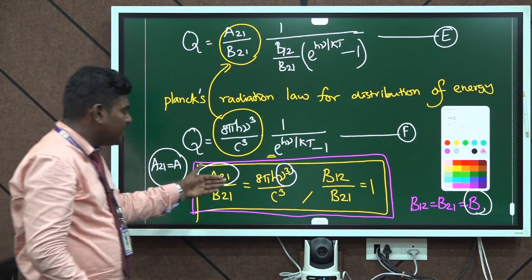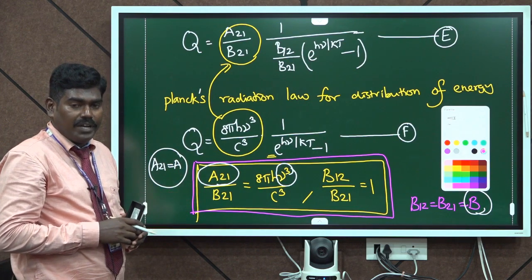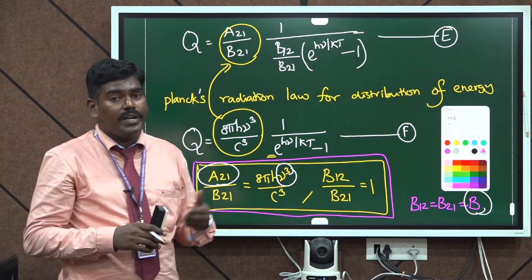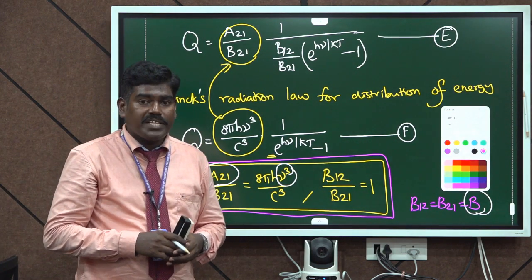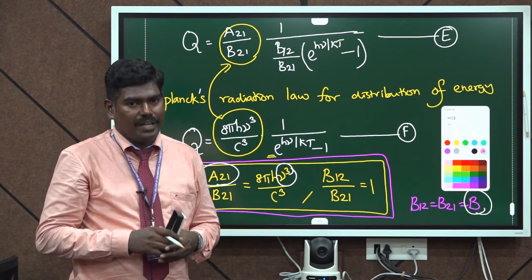The conclusion of this derivation is that spontaneous emission is more predominant than stimulated emission, but the laser action is due to stimulated emission. To achieve stimulated emission, we need population inversion.